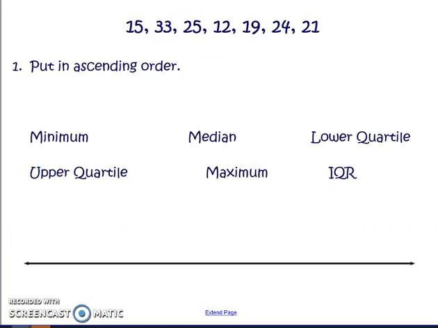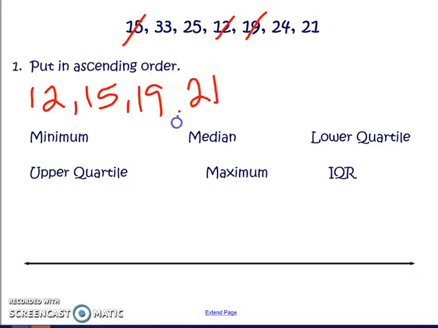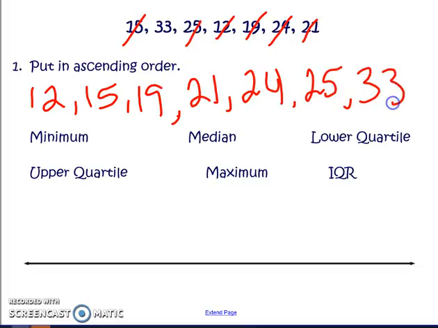All right, so the first thing that we have to do is put these in ascending order. So ascending means going from smallest to biggest. So our smallest number here is 12. And then we have a 15. And then we have a 19. And a 21. And then a 24. A 25. And a 33. All right, so the minimum is just this smallest number right here. So our minimum is 12.